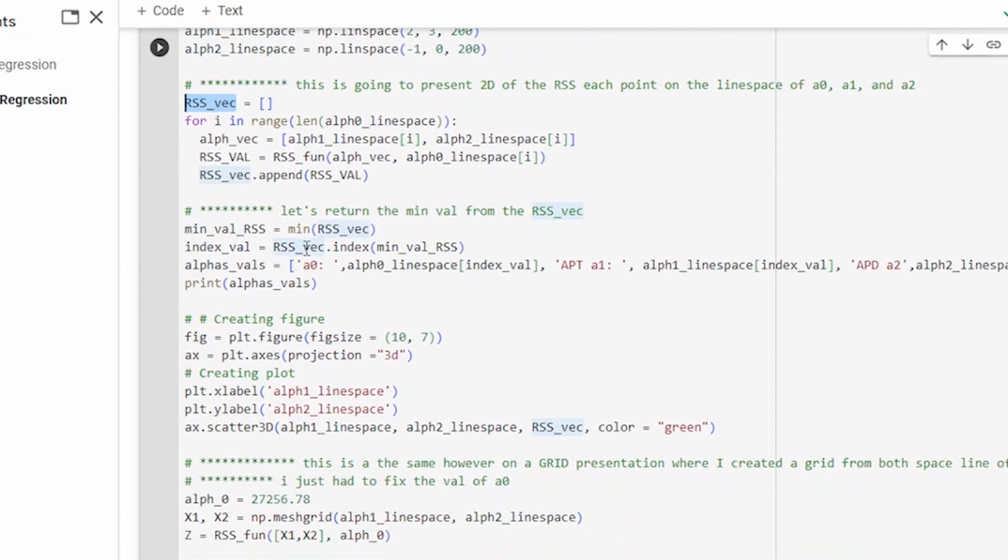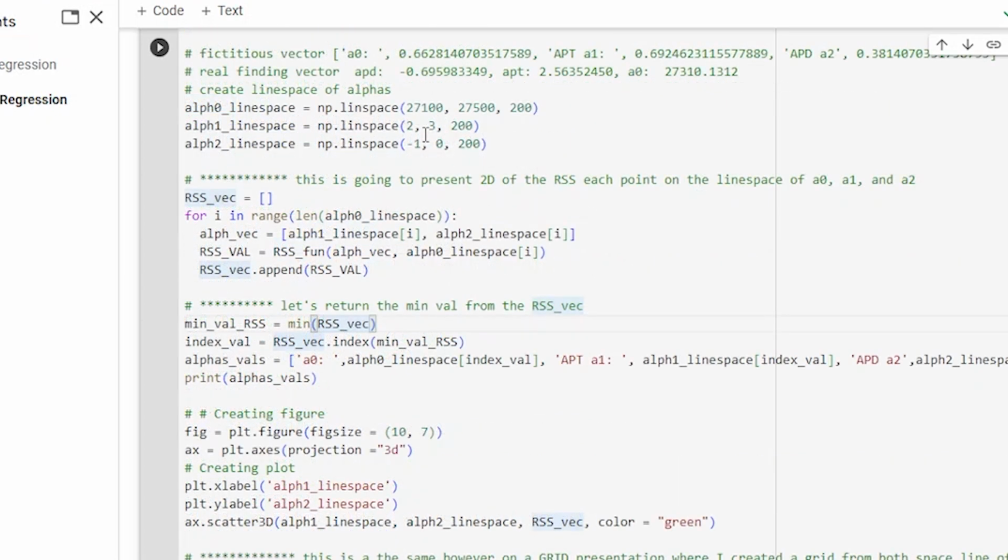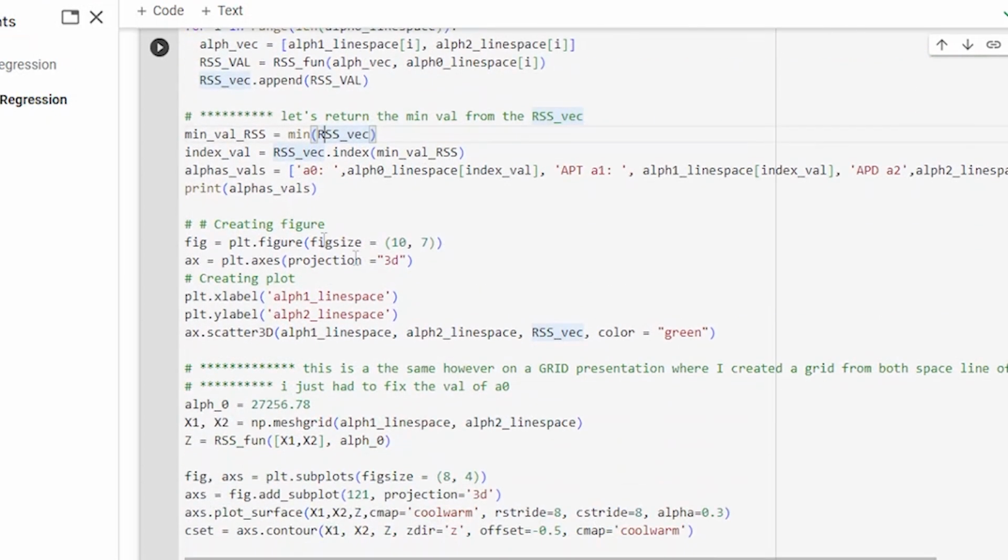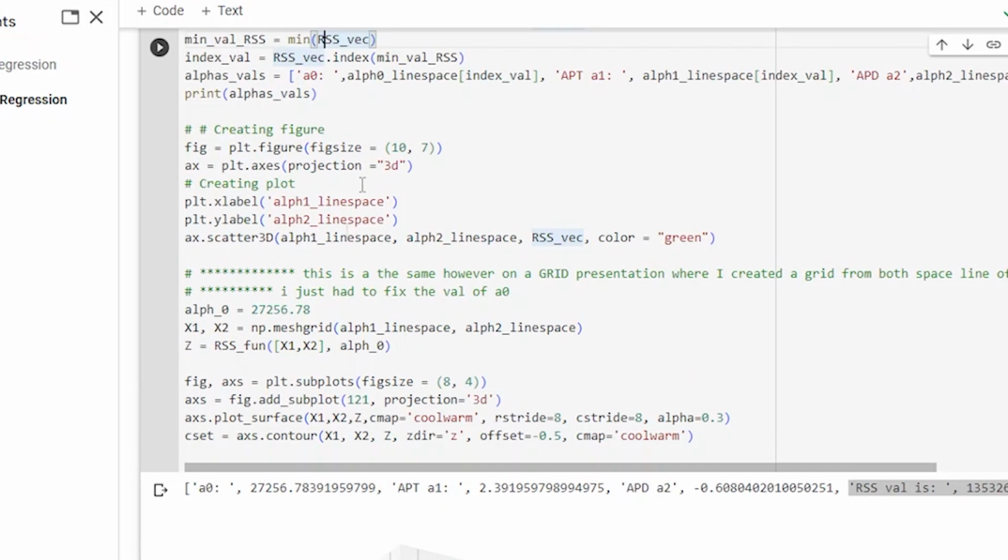And what you do basically, you just try to calculate the minimum of that RSS vector. This minimum value will represent where alpha 0 was the best, with the minimum value of alpha 1 and alpha 2. But that doesn't mean it is the best, because it depends on our luck of choice of these alphas lying here. Now we can create a 2D figure.